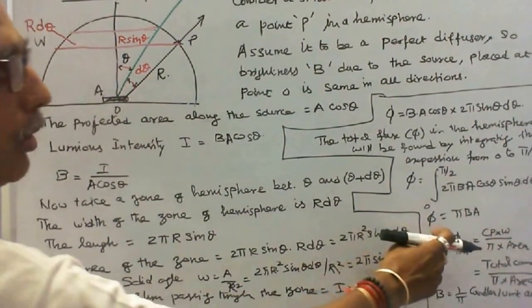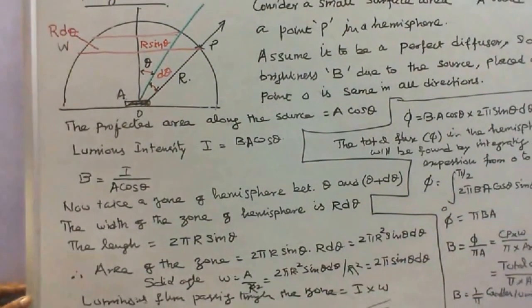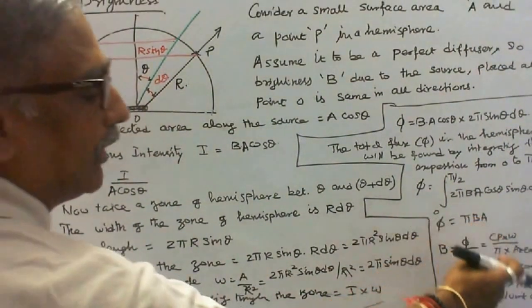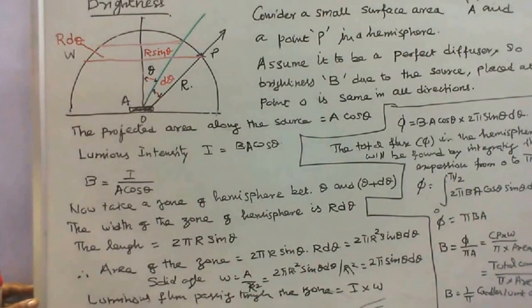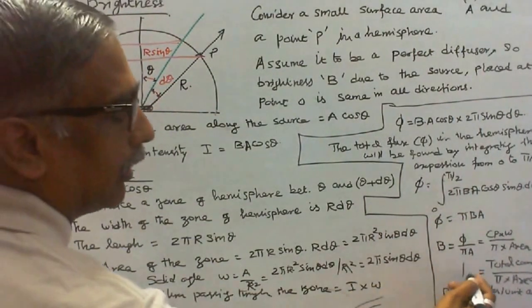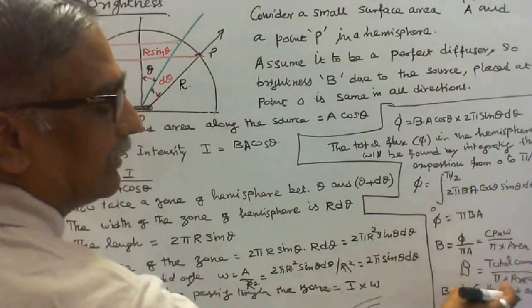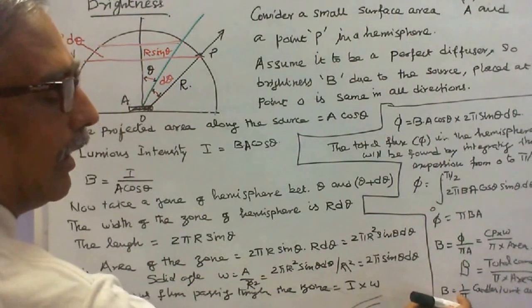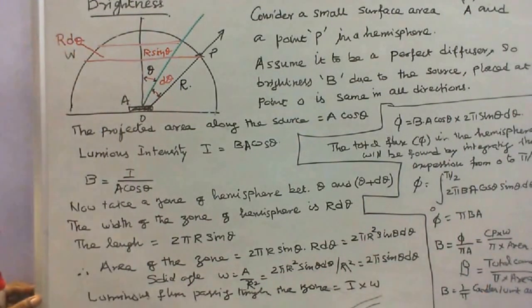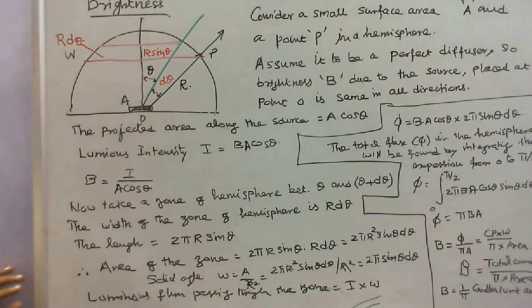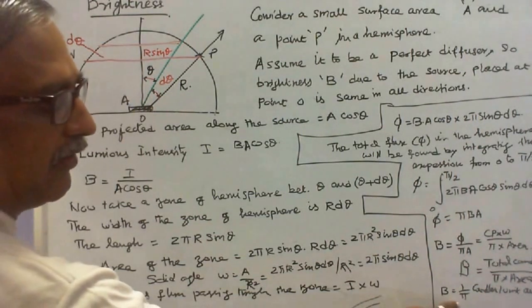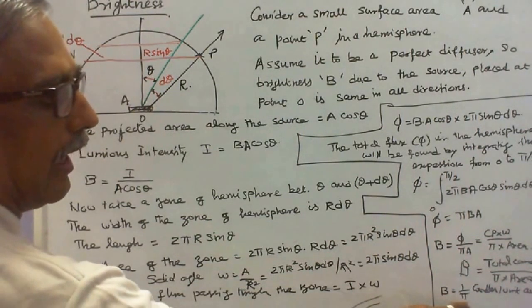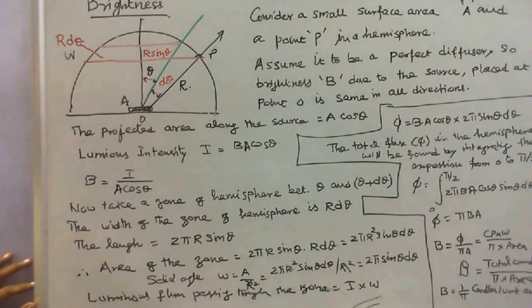Here, flux is equal to candle power into omega. That is equal to total candles. Therefore, B is equal to total candles divided by pi into area. That can be written as B is equal to 1 by pi candles per unit area. Therefore, brightness B is equal to 1 by pi candles per unit area.